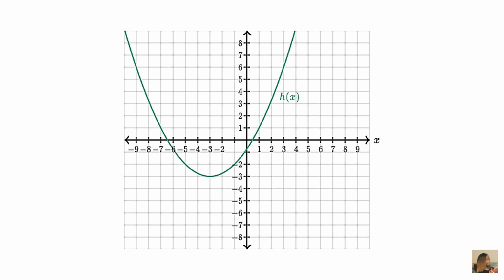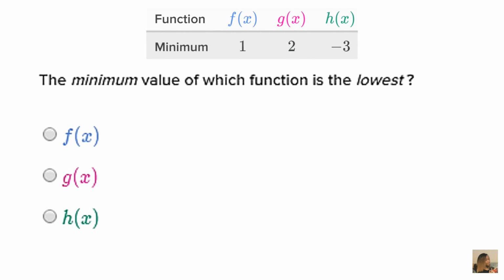From the graph, we can see that the minimum value of h occurs when x is negative 3, and the value yielded, or the output, is also going to be negative 3. Okay? Of the functions we examine, h of x has the lowest minimum value at y equals negative 3, or h of x equals negative 3. Therefore, h of x is our answer. Okay?